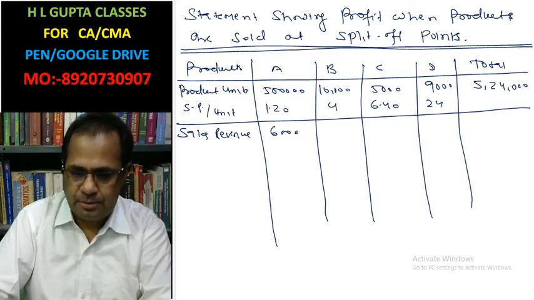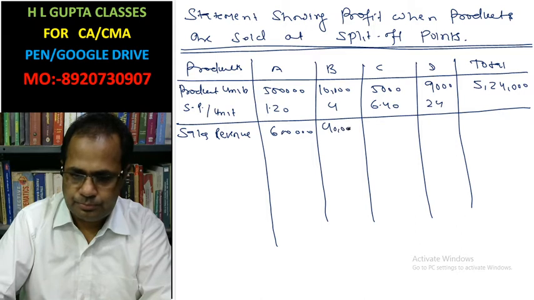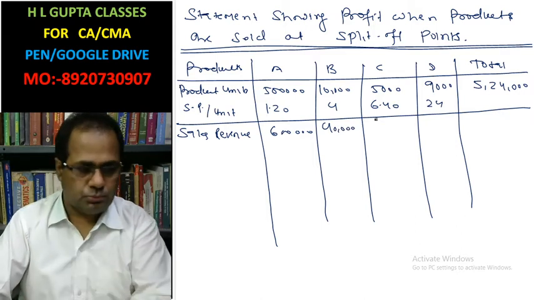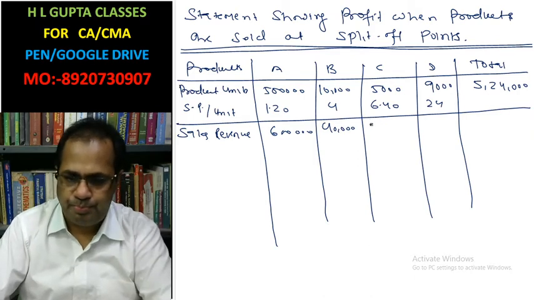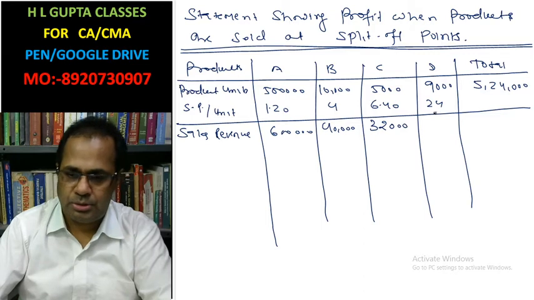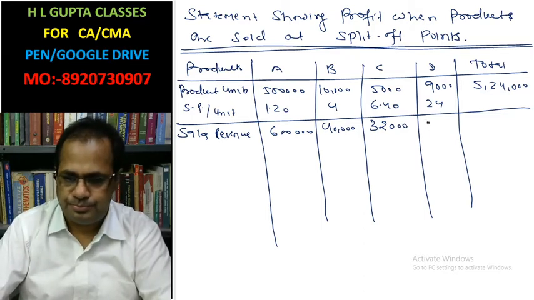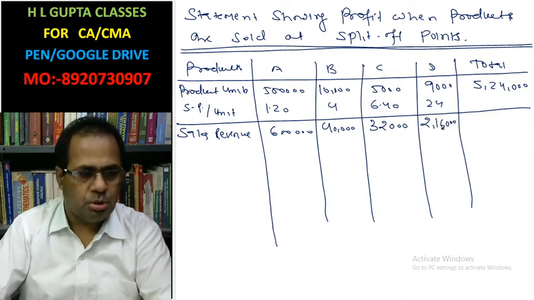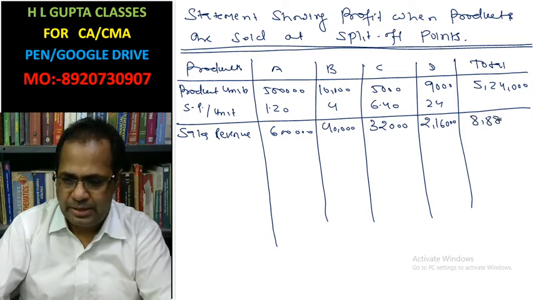Here 6 lakh 40,000, 32,000. This is 2 lakh 16,000, 8 lakh 88,000.